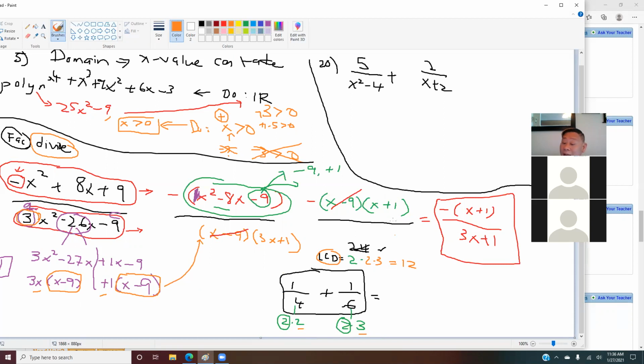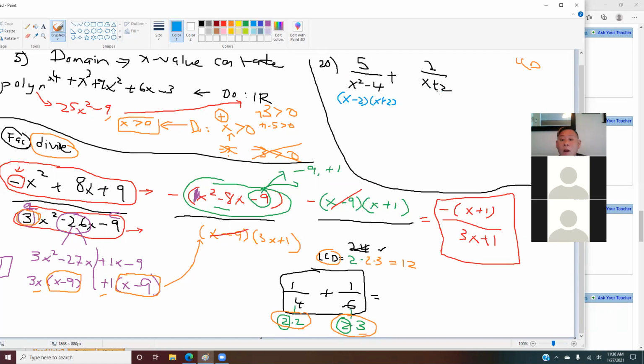It is the same thing as number 20. You also need to find the LCD here, the least common denominator. How do we do it? We factor it out. Remember last time we factored this? Can you factor x squared minus 4? Yep, which will become x minus 2 and x plus 2. Can you factor x plus 2?